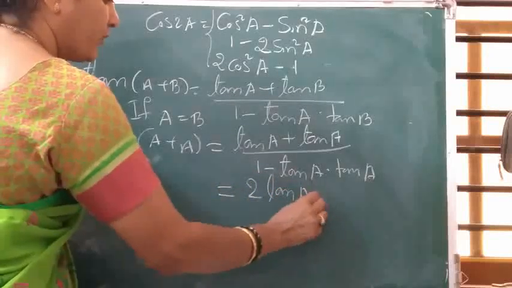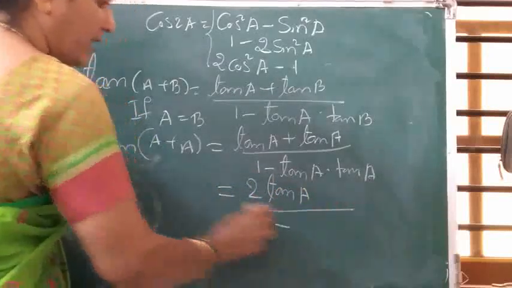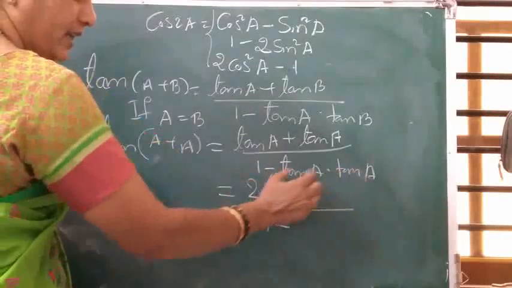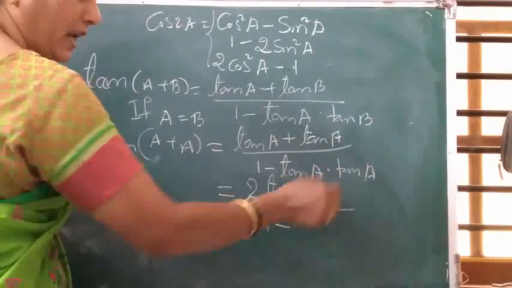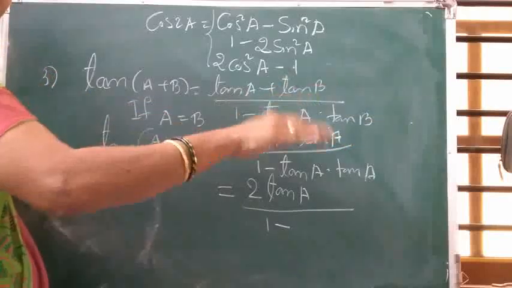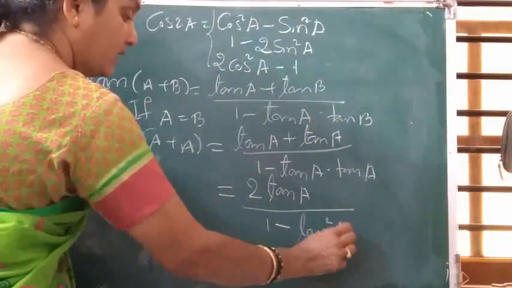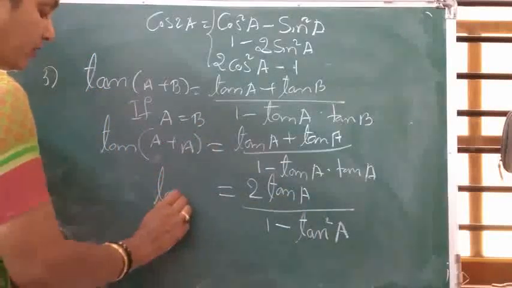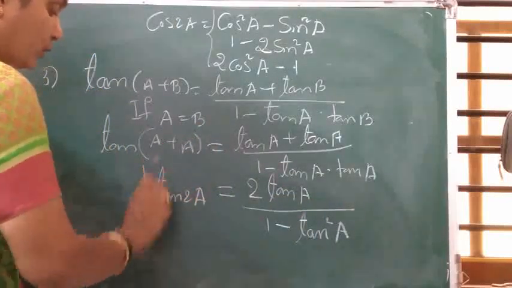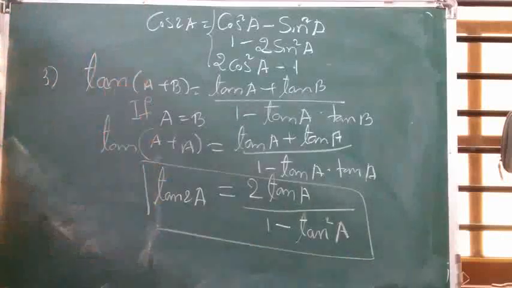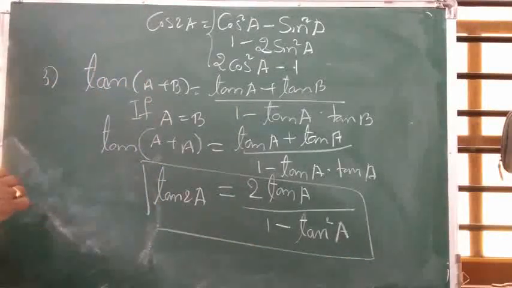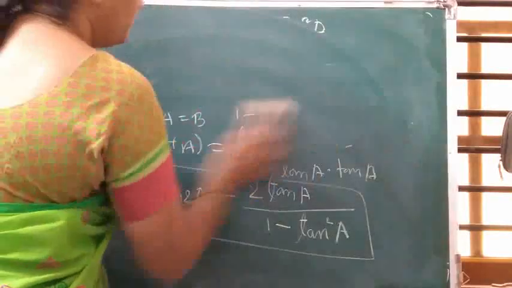2 tan A divided by 1 minus. There are 2 tan A's here, but there is multiplication. Tan A into tan A means tan A the whole square. Tan A the whole square, we write it as tan square. This is the formula for tan 2A. Okay. All these formulae are called as multiple angles. Okay. I hope you have understood.